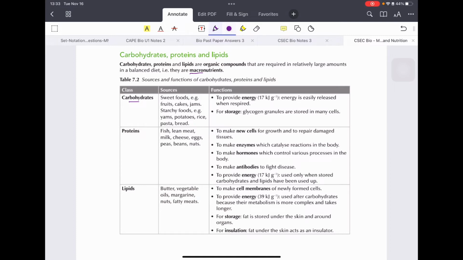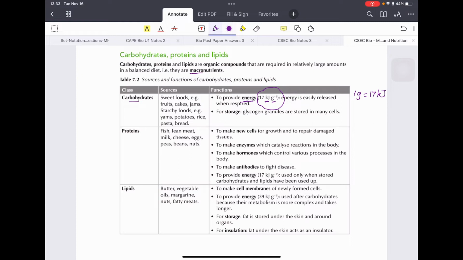So their main function is to provide energy. And this figure here is very important. 17 kilojoules per gram. So every gram of carbohydrates has 17 kilojoules of energy, right? That's an important figure to remember.